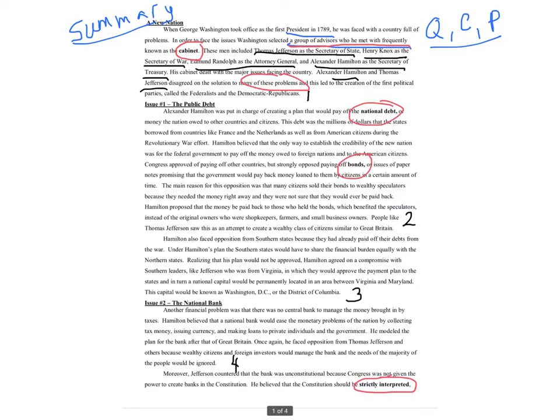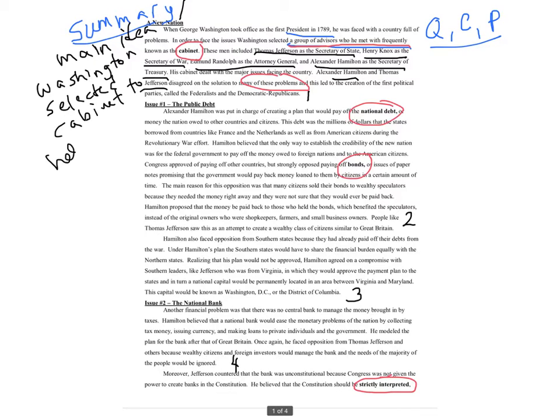I'm going to go ahead and try to summarize. I can do either the summary or the main idea, so I should probably put that there, main idea, because it can be either. So I'm going to go with the main idea. I feel like the main idea of this paragraph is that Washington selected a group of advisors known as his cabinet. Now, I don't have a lot of room here because my screen is small, but I'll do my best. I'm going to put here: Washington selected cabinet to help him run the country.